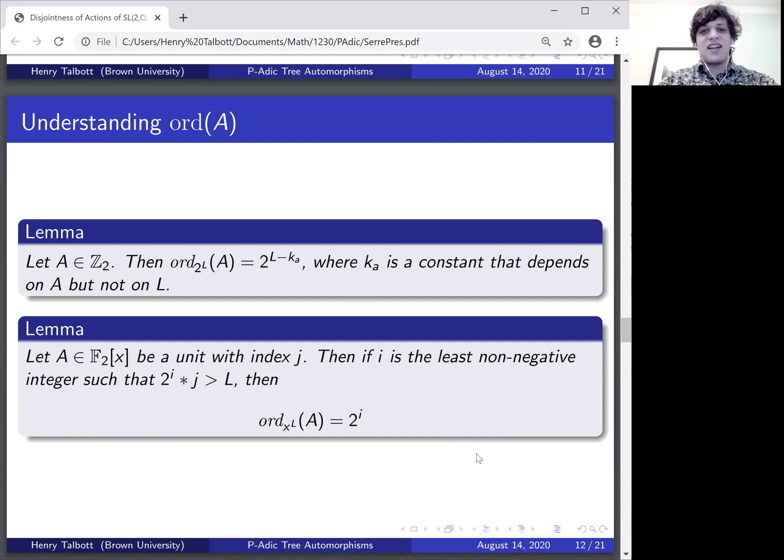In the Laurent case, we get something similar. It'll still be a power of 2, but it's actually quite distinct. If i is the least non-negative integer such that 2^i times j, where j is the index, is greater than L, then the order of A under x^L, or on the Lth layer, will be 2^i. Notice that in the p-adic case, the order increases exponentially as L increases, while in the Laurent case, the order increases only linearly as L increases.